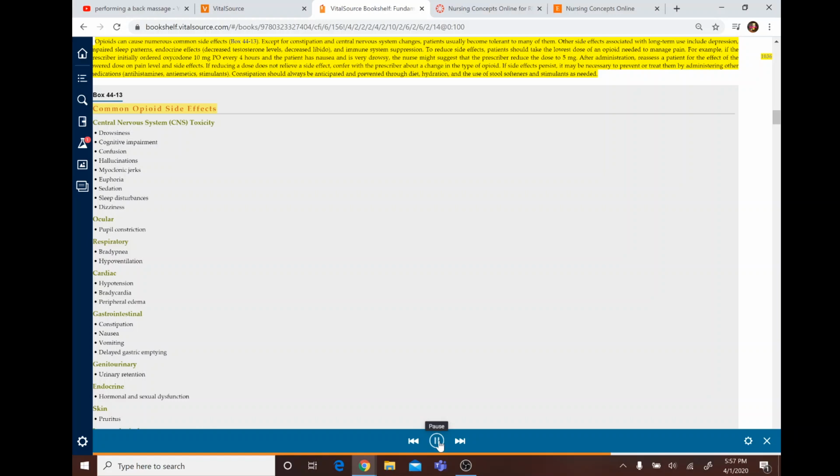For example, if the prescriber initially ordered oxycodone 10 mg every 4 hours and the patient has nausea and is very drowsy, the nurse might suggest that the prescriber reduce the dose to 5 mg. After administration, reassess a patient for the effect of the lowered dose on pain level and side effects. If reducing a dose does not relieve a side effect, confer with the prescriber about a change in the type of opioid. If side effects persist, it may be necessary to prevent or treat them by administering other medications: antihistamines, antiemetics, stimulants. Constipation should always be anticipated and prevented through diet, hydration, and the use of stool softeners and stimulants as needed.